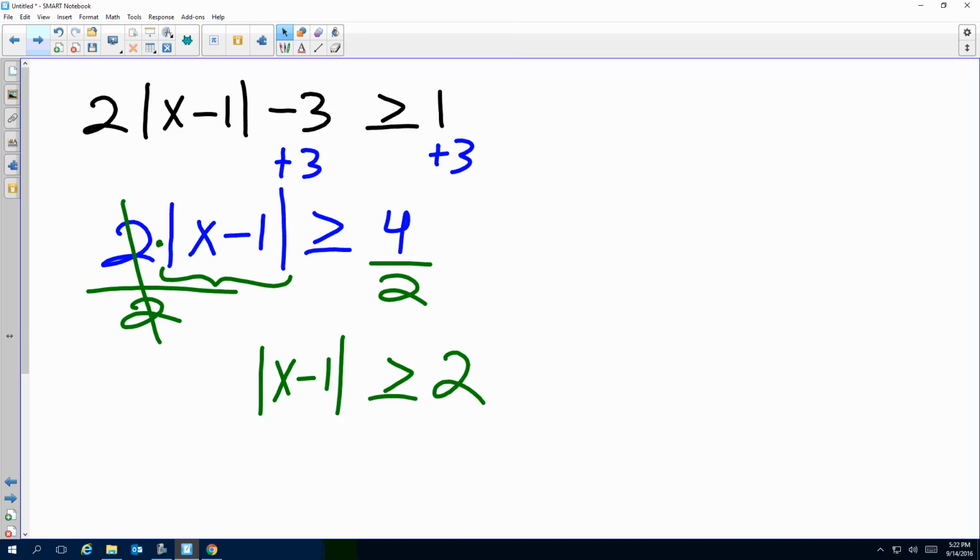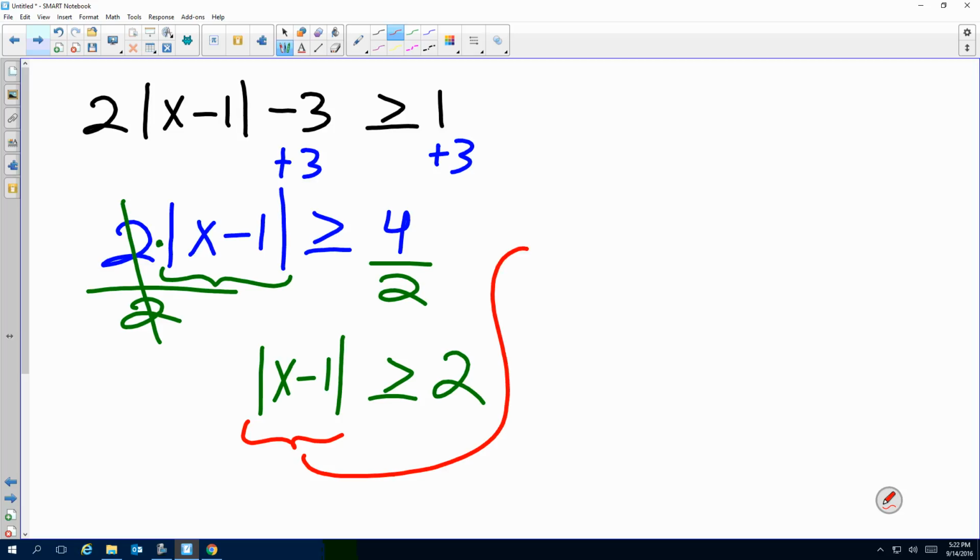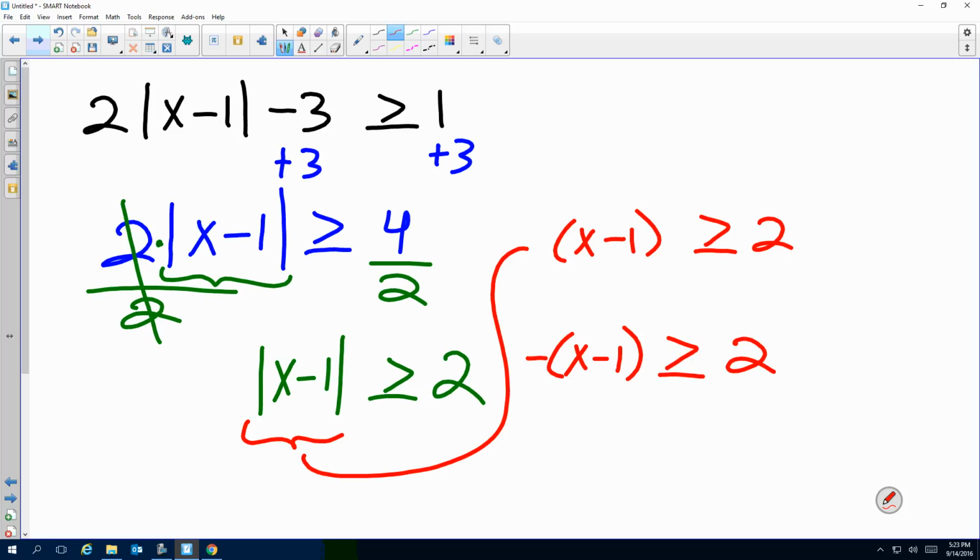This is a happy moment, guys. Once we get down to our absolute value and that's it, remember, I have two equations. I have the equation that x minus 1 is greater than or equal to 2. And I have the equation that negative (x minus 1) is greater than or equal to 2. Okay? So, the first one, not that bad. Just have to add 1 to both sides, and we find that x is greater than or equal to 3.